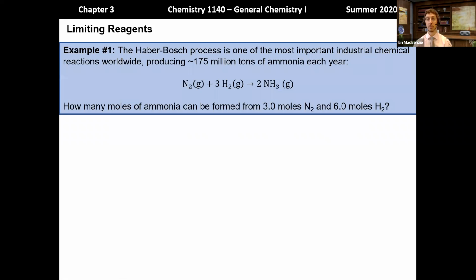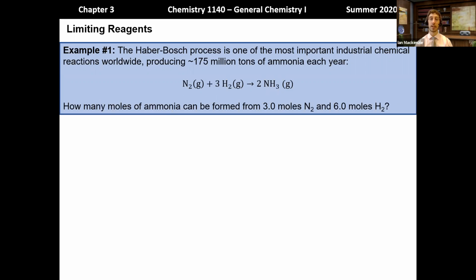Let's do a couple examples. First example is the Haber-Bosch process. It's an extremely important industrial process, makes more than 175 million tons of ammonia every year, and ammonia is then used in many fertilizers. And it's this simple reaction: you take nitrogen gas and react it with 3 moles of hydrogen gas, and you produce 2 moles of ammonia. So the question is, how many moles of ammonia can be formed from 3 moles of nitrogen gas and 6 moles of hydrogen gas? So I have 2 different reactants and amounts for each.